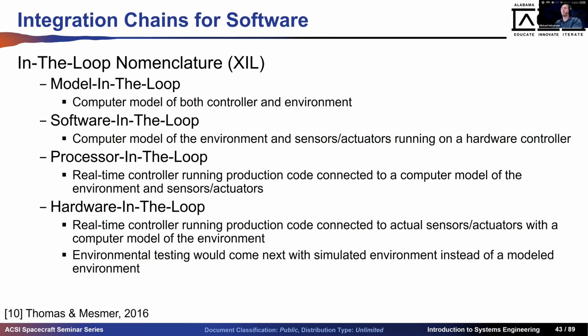For processor in the loop, you put your real-time controller, whatever controller you're planning on flying, put your production code on that and then start testing it, but you're still going to simulate the environment, maybe simulate some of your sensors. And then hardware in the loop, you have your production controller, you have the production software, and you have the production sensors, and maybe you simulate your environment.